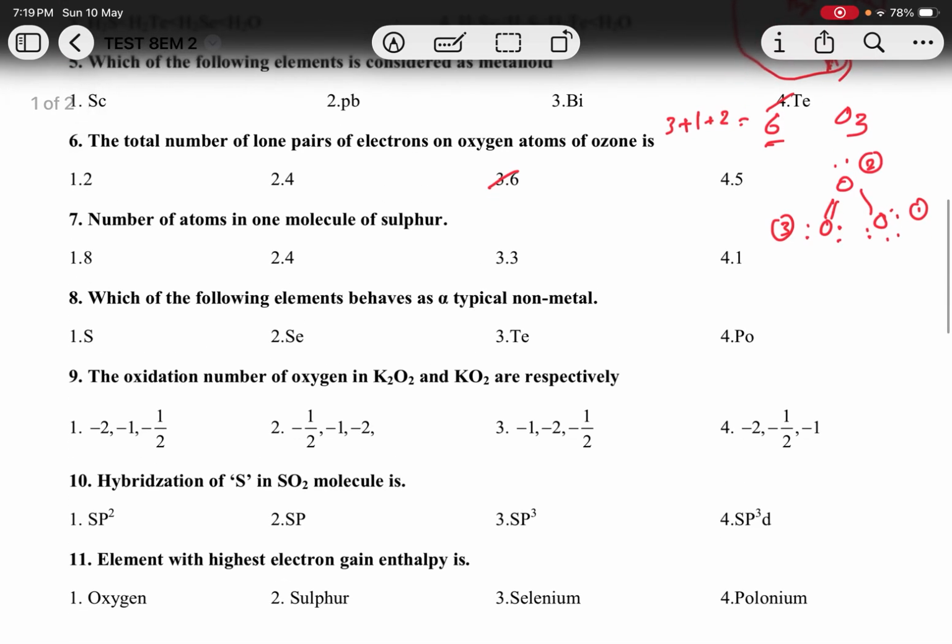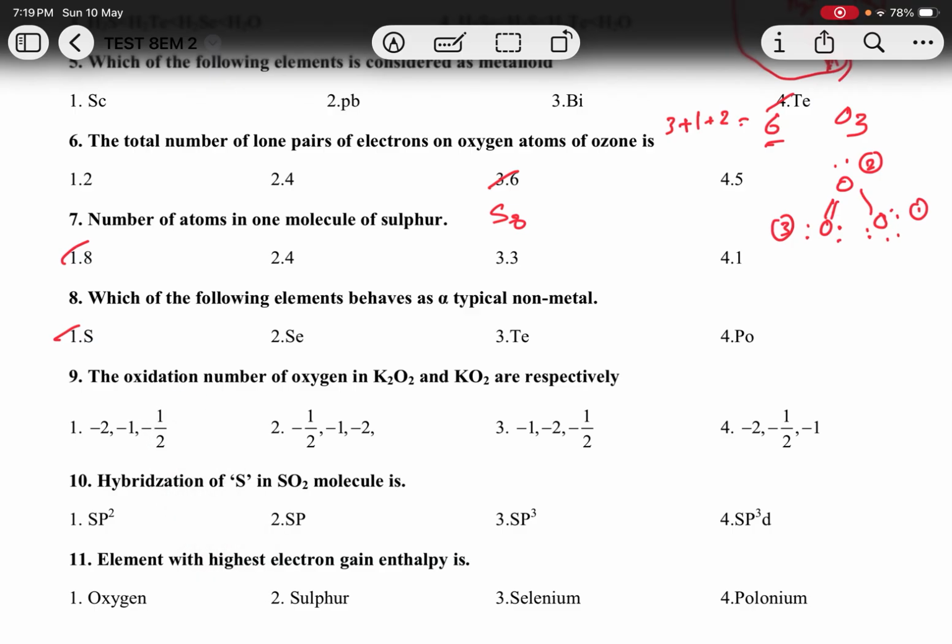Next, seventh one, the number of atoms in one molecule of sulfur. Sulfur formula is S8. So 1 is 8, 2 is 4, 3 is 3, 4 is 1. So 1 is the correct one. Which of the following elements behaves as a typical non-metal? Here sulfur is the typical non-metal.